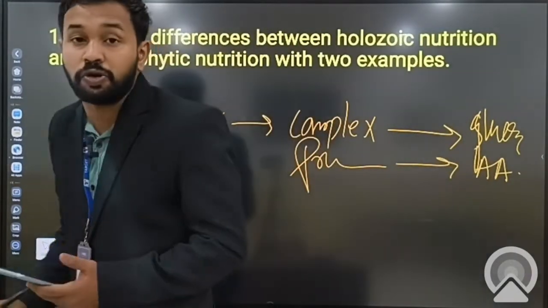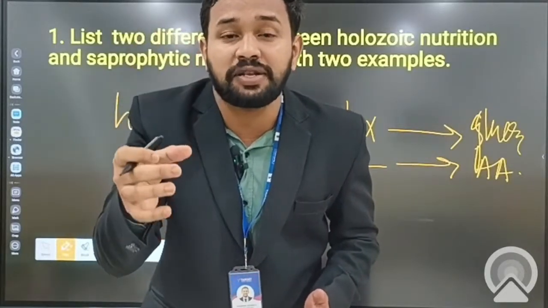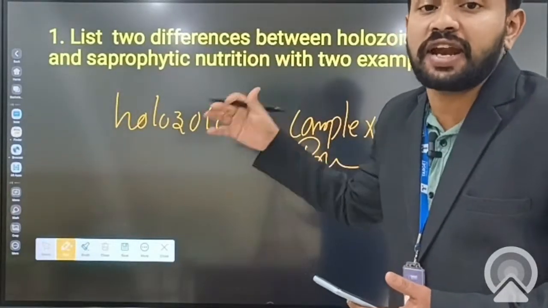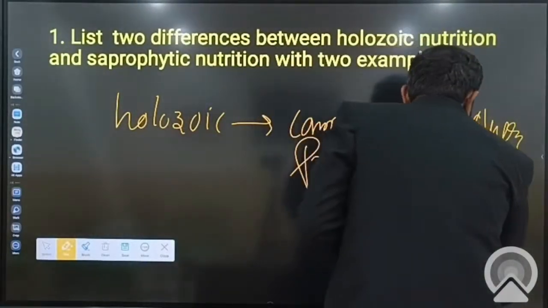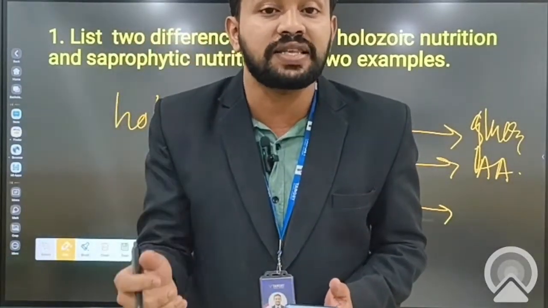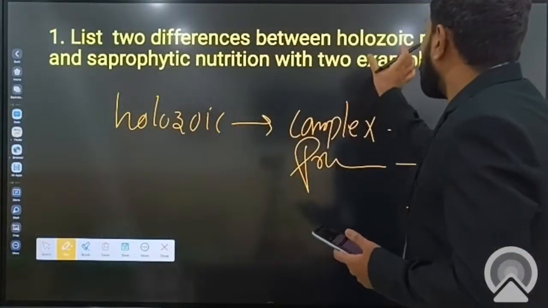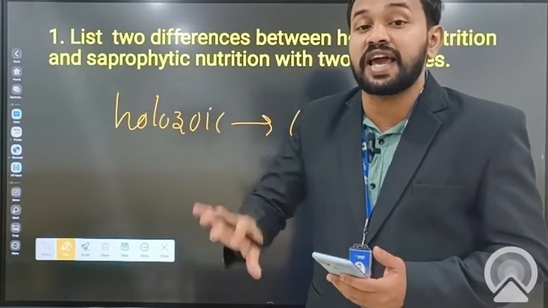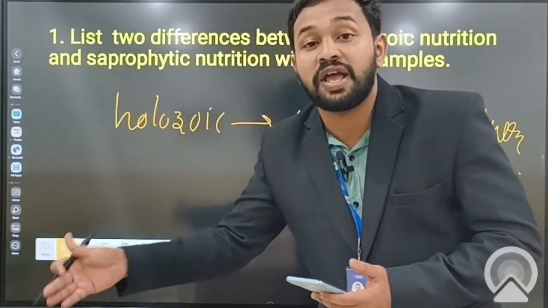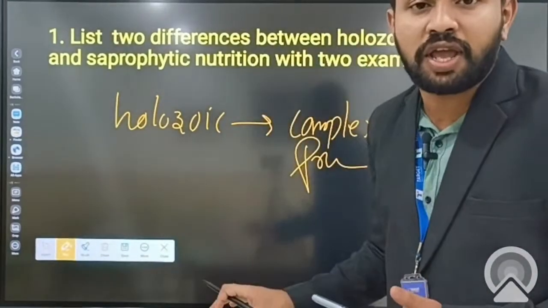What about saprophytic nutrition? In saprophytic nutrition, dead materials are used by saprophytic organisms for their digestion, and they are digested into inorganic compounds. Examples of saprophytic nutrition are fungi and some bacteria. They are also decomposers. The difference is that in holozoic nutrition, the digestion takes place inside the body, while in saprophytic nutrition, the digestion takes place outside the body. They secrete enzymes outside. These are the main differences.